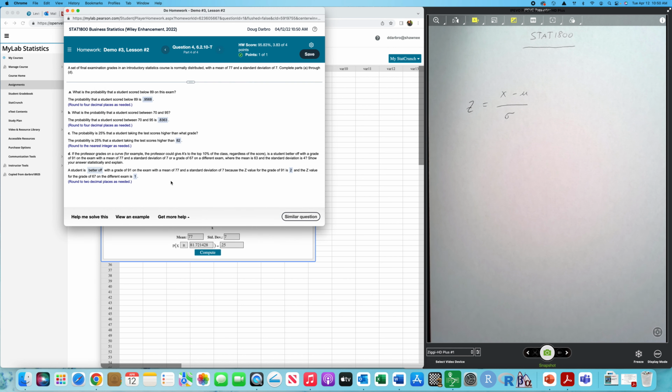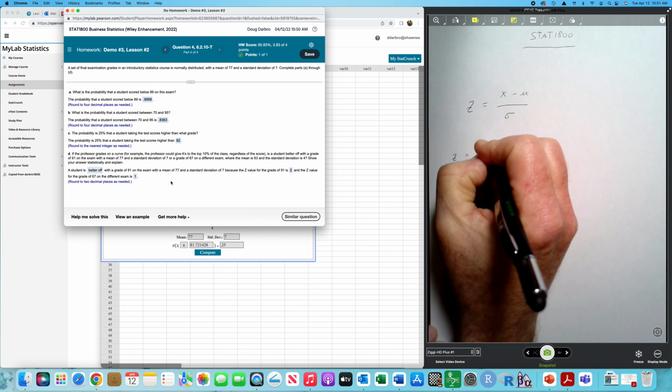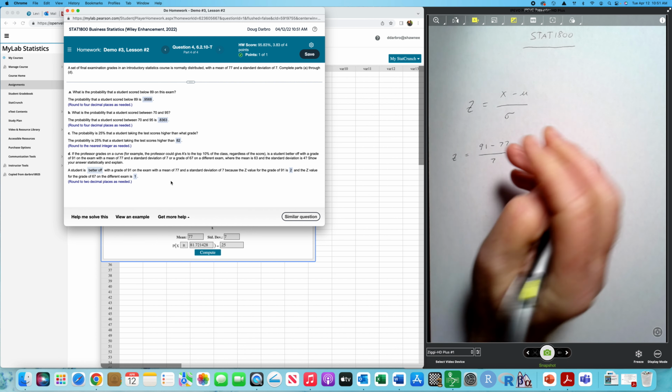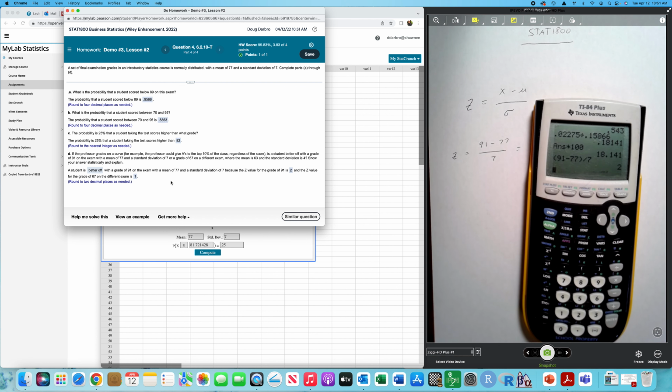The first one says if a professor grades on a curve, is a student better off with a grade of 91 on the exam with a mean of 77 and standard deviation of 7? I can calculate the z-score for this person, and you can see I get a z-score of 2.